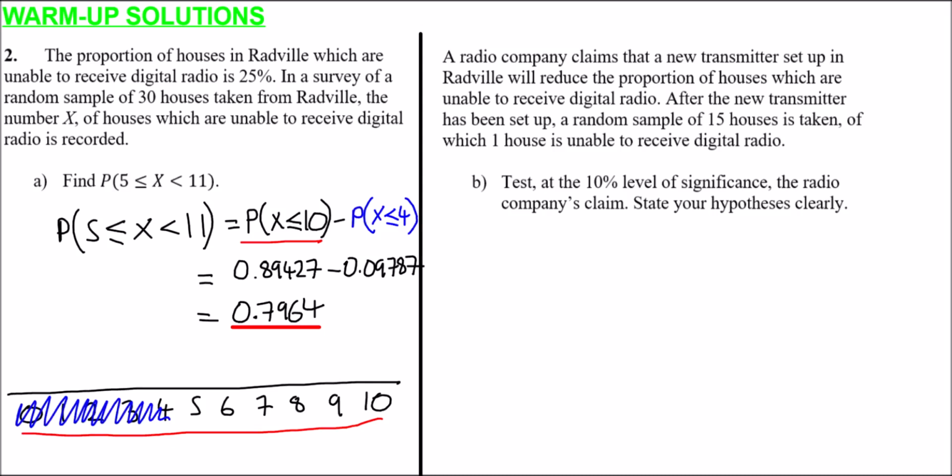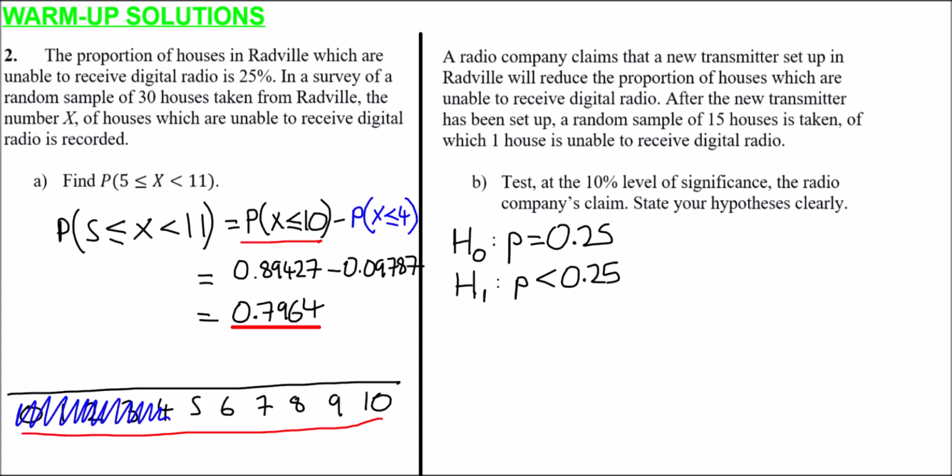State your hypotheses clearly. So this time, the null hypothesis yet again will always be that there's no change. So H0: the proportion of houses without signal is 0.25. Whereas this company is claiming to reduce that proportion so that fewer houses will be without radio, so they're claiming the proportion of houses without signal is going to reduce to something below 25%.